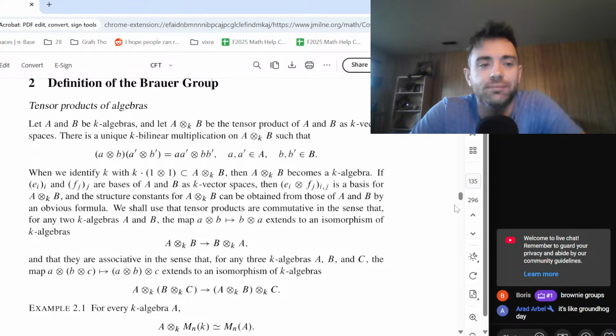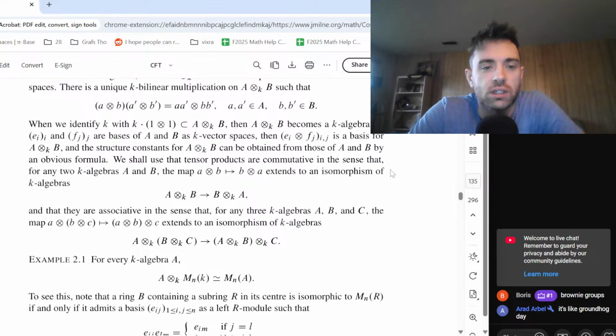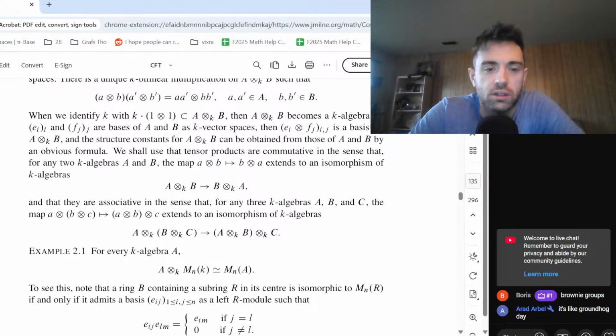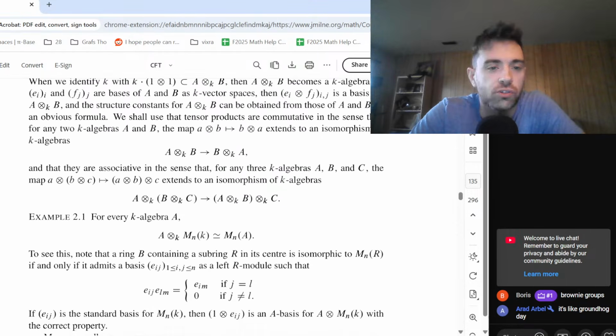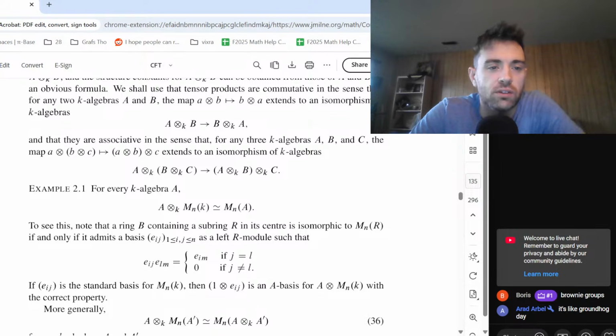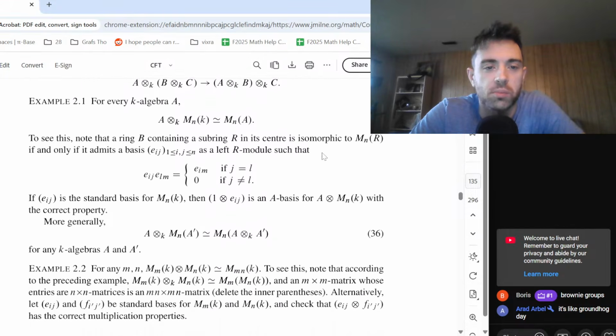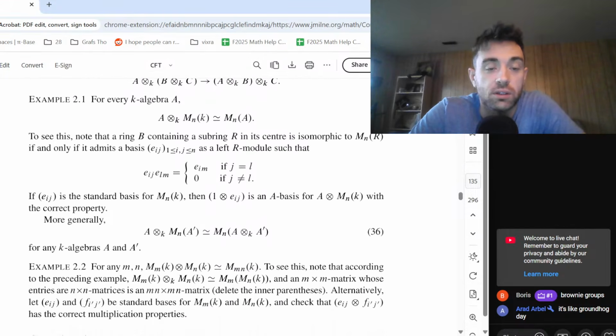Okay. Let A and B be k-algebras. We've got a tensor product of algebras. We have a copy of K sitting in there, which makes the tensor product a k-algebra. Basic stuff, normal stuff. And that they are associative, isomorphisms, blah, blah, blah. If we tensor up over A, we get A-valued matrices.